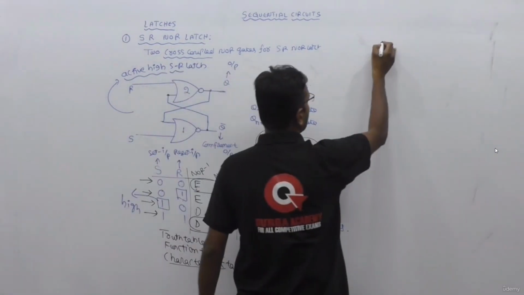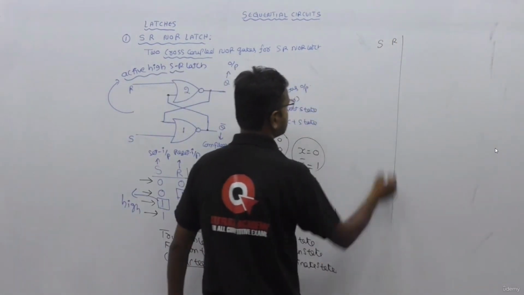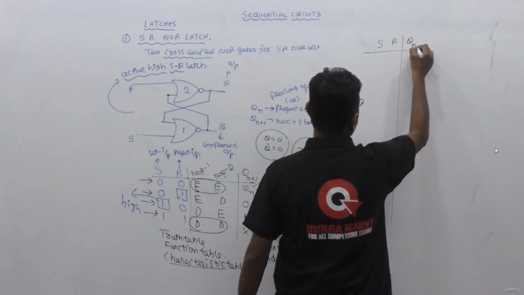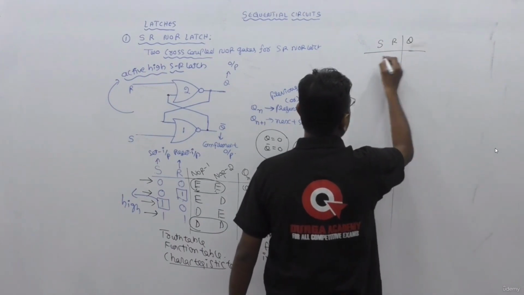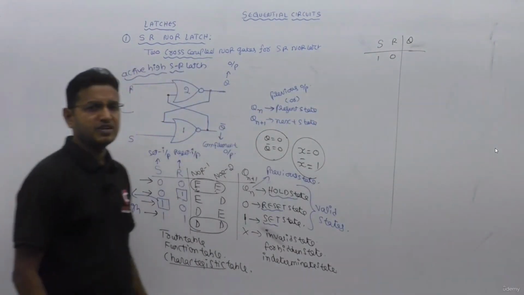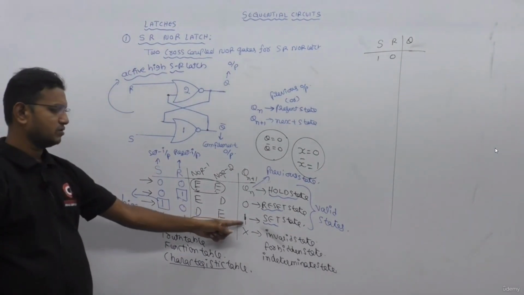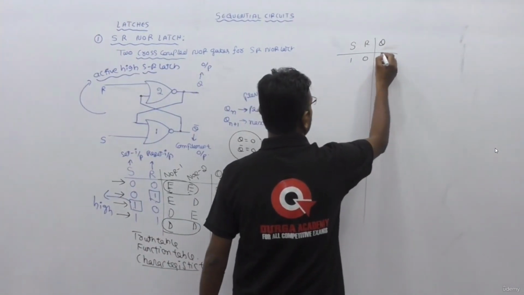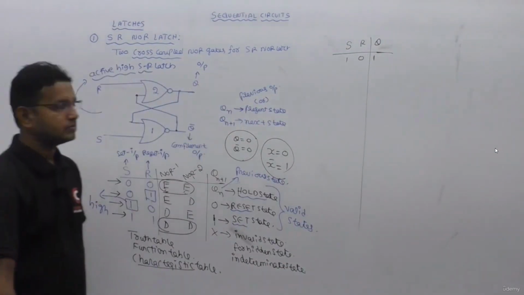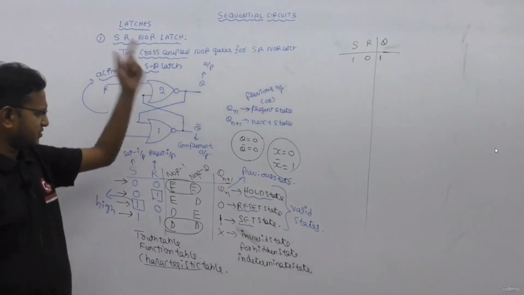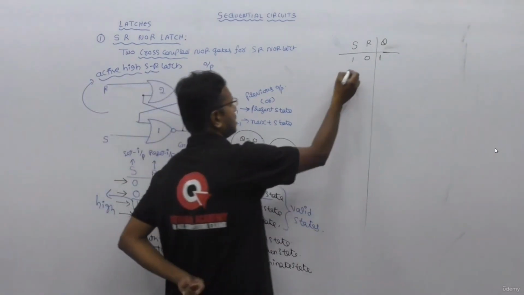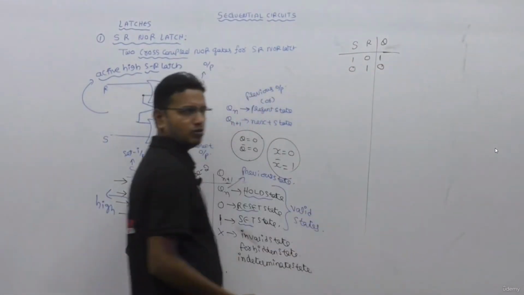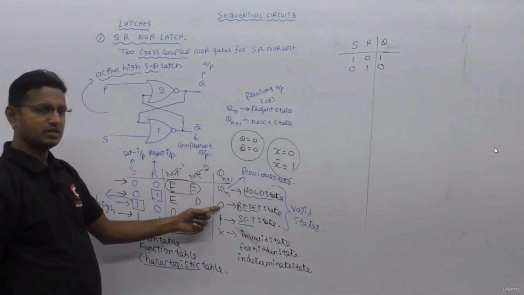Look here. There is a Qn, or simply I'll call it Q. Now 1 0, look at this. If S equal to 1, R equal to 0, what are you getting? Simply you will get 1. The previous value can be anything, it will be 1. Now what I'll do is, I'll give 0 1. If I give 0 1, you will get reset.